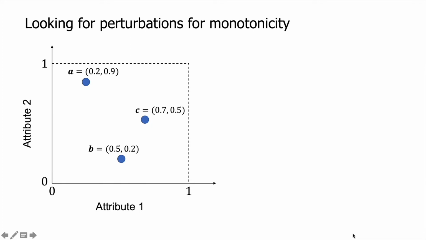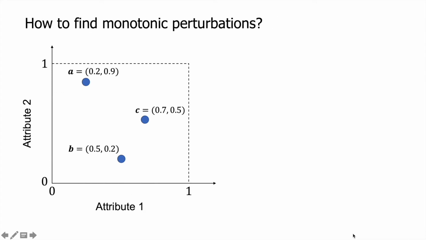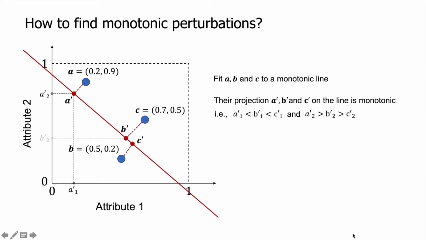Therefore, we turn to looking for perturbations of data attributes, such that the perturbed attributes can be monotonic at the same time. For example, the perturbed A', B', C' are monotonic in both attributes. Also, different perturbations can have a different monotonic order. Then, how to find such monotonic perturbations? One simple way is to fit data points onto a monotonic line. Their projections on the line are monotonic. We can sort the data points by their projection sequence along the line. For example, this order should be A, B, C.